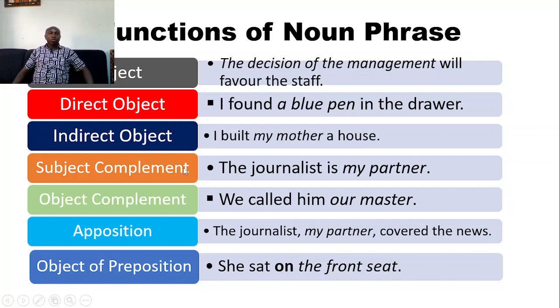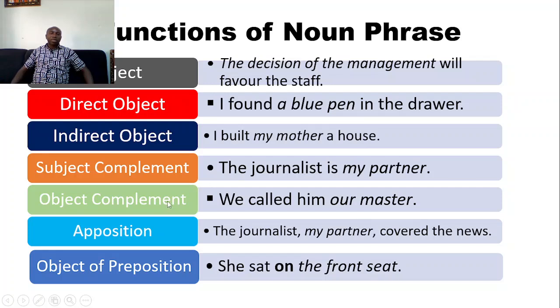We also have subject complement. A complement is required to complete an expression. The example I have here, look at it critically: the journalist is my partner. My partner here is required to complete this expression. If we remove it, we have "the journalist is," and there will be a lot of questions to answer. But looking at my partner, it complements the subject journalist, in that the two of them refer to the same personality. My partner complements the journalist.